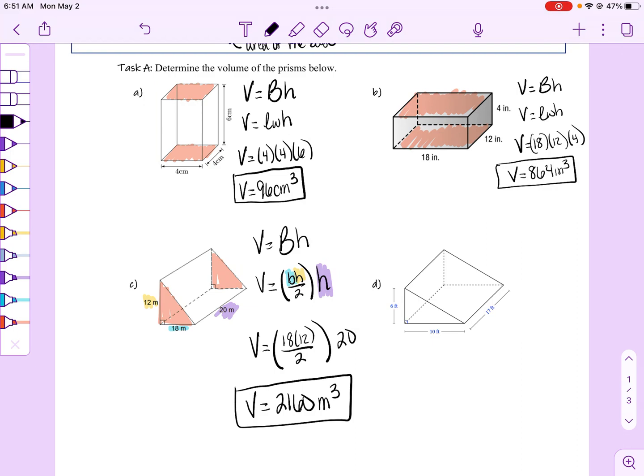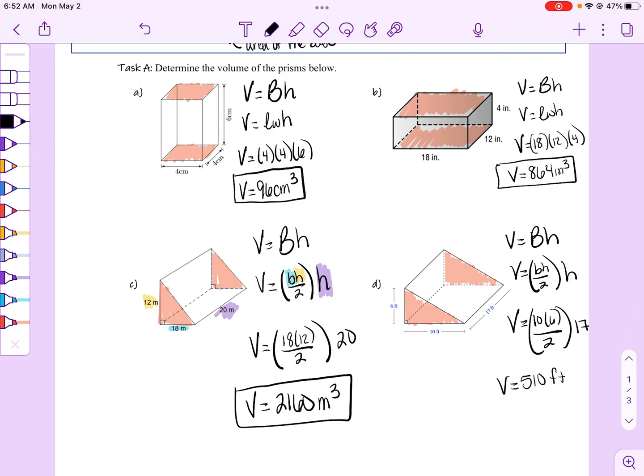Again, I'm going to ask that you try D by yourself and check your answer with mine. So again, I have the triangles as my bases, and so volume equals area of the base times the height. So we got base times height divided by 2 times the overall height. So 10 times 6, divided by 2, times 17. You should get volume equals 510 feet cubed.